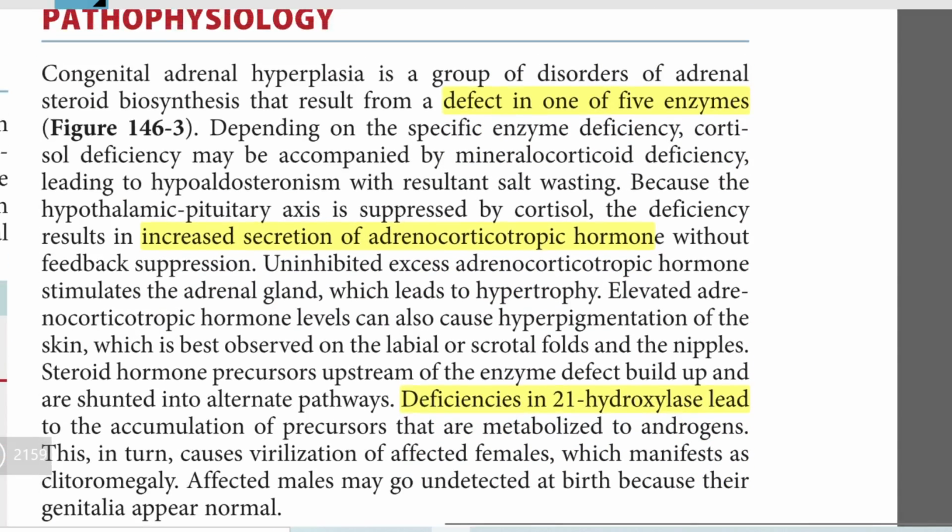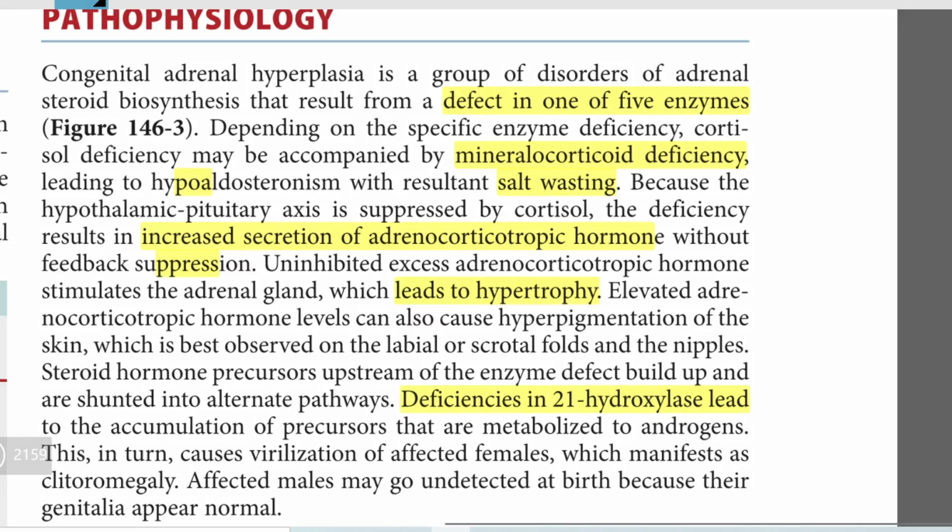Depending on the specific enzymes, cortisol deficiency may be accompanied by mineralocorticoid deficiency, leading to hypoaldosteronism with resultant salt wasting. Because the hypothalamic pituitary axis is suppressed by cortisol, the deficiency results in increased secretion of ACTH without feedback suppression. This uninhibited excess ACTH stimulates the adrenal gland, which leads to hypertrophy. This causes adrenal hyperplasia or hypertrophy.